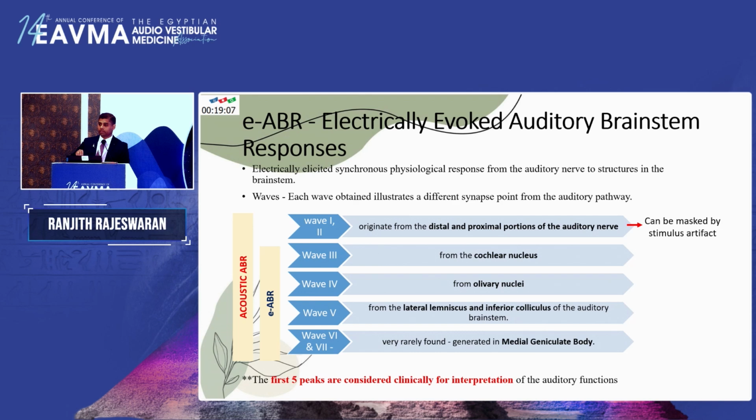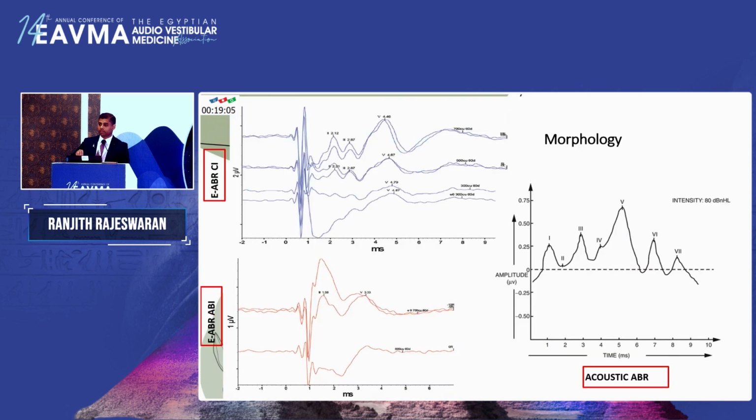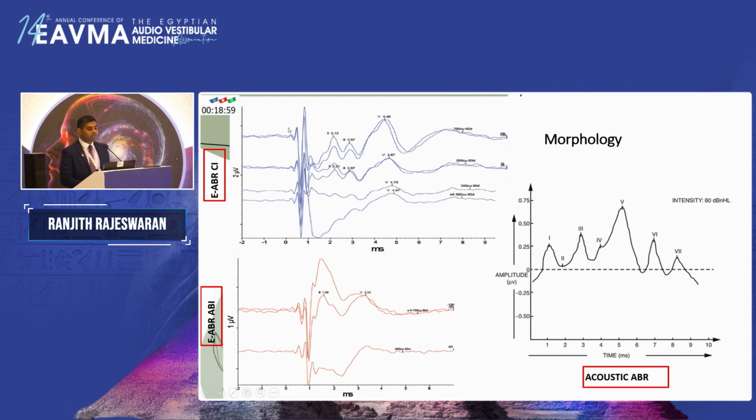So you may not get all 5 peaks, but look at this, this is an acoustic ABR. You get 5 classical peaks, you may get even 6 or 7. This is a cochlear implant EABR. This is an auditory brainstem implant EABR. So you see the number of peaks vary, the morphology varies. The higher you go, the number of peaks will reduce, and the morphology keeps changing as well.